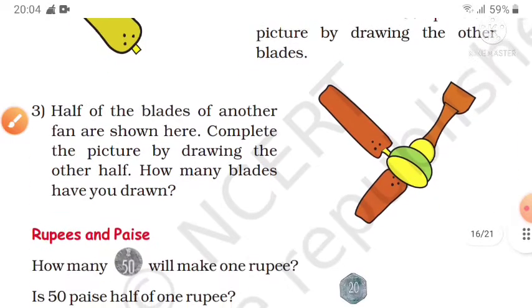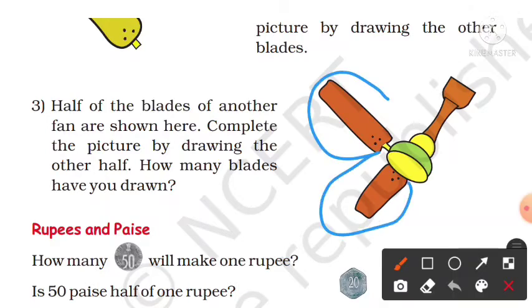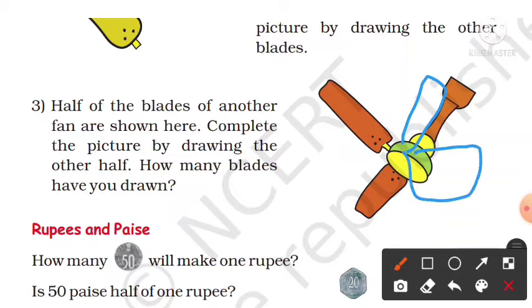Okay, now here in this figure, half of the blades of another fan are shown. We have to complete the figure by drawing the other half. How many blades have you drawn? Half means we are having 2, so we have to add 2 other blades here. So we need 2 more blades to complete this figure. Total blade number is 4.